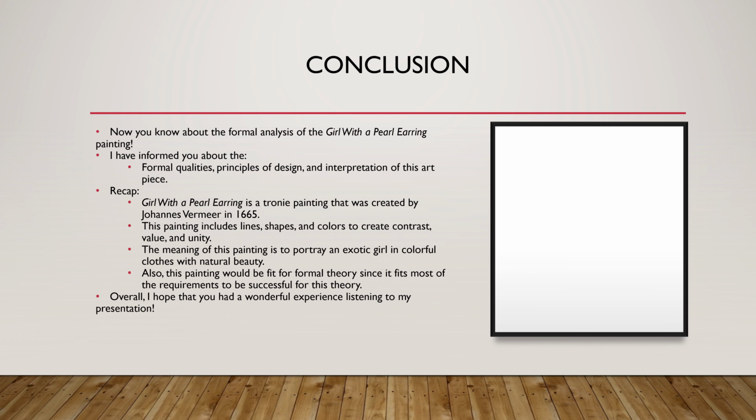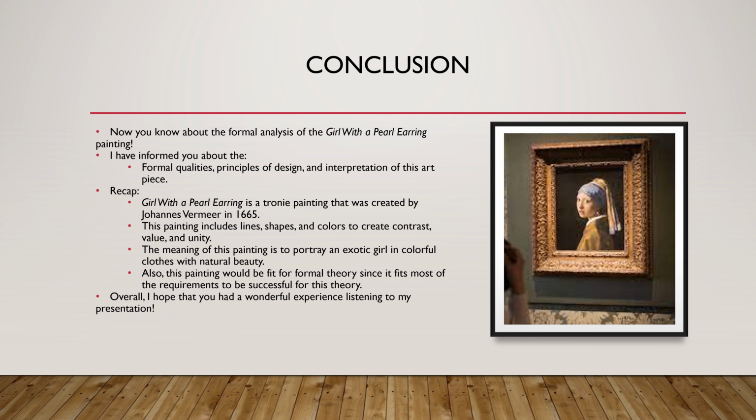Now you know about the formal analysis of the Girl with a Pearl Earring painting. I have informed you about the different formal qualities, elements of design, principles of design, facts, and even the true meaning of this art piece. Again, Girl with a Pearl Earring is a tronie painting that was created in 1665 by Johannes Vermeer and contained different uses of lines, shapes, and colors to create the principles of contrast, value, and unity for this painting.